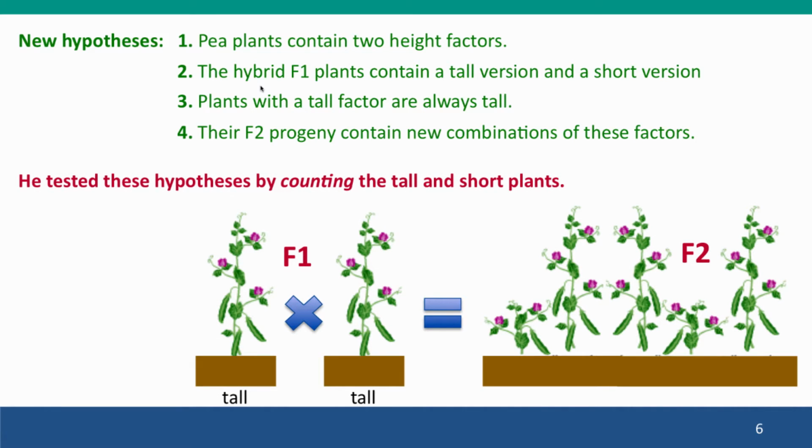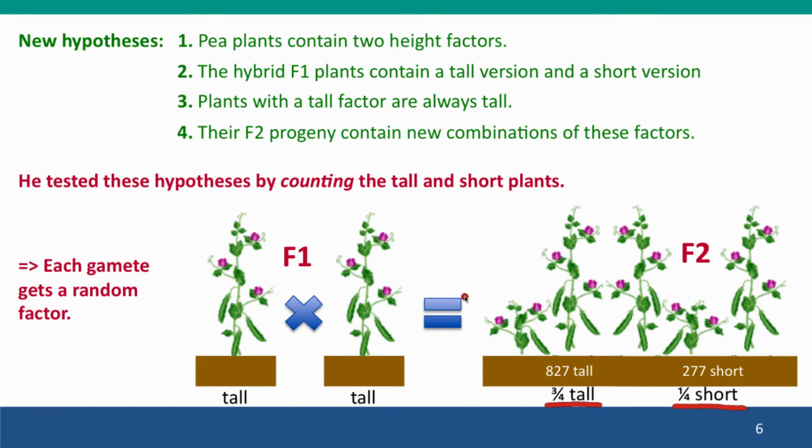So he tested these hypotheses by counting the tall and the short plants. And he found that 3/4 of the plants were tall and 1/4 were short. And this is just what you would expect if each of the gametes produced by the parent plants had a random factor drawn from the tall factor and the short factor that were present in these parent plants.